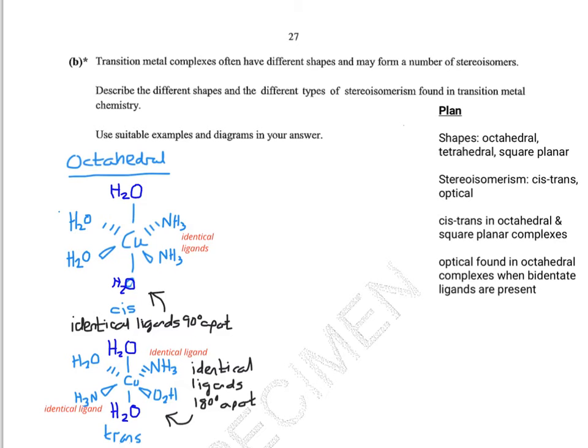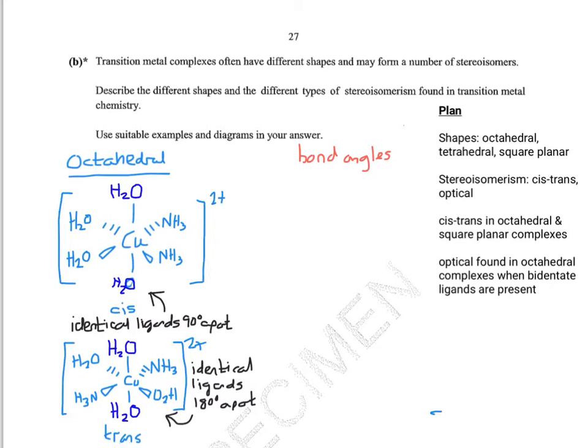So first of all, looking at a typical octahedral complex, we'll deal with cis and trans first of all. If we take the identical ligands here, in this case NH3, you can see that they're 90 degrees apart in the top version and 180 degrees apart in the bottom version. So you have 6 ligands and 90-degree bond angles throughout with octahedral complexes. Not forgetting, of course, our square brackets and our charges.